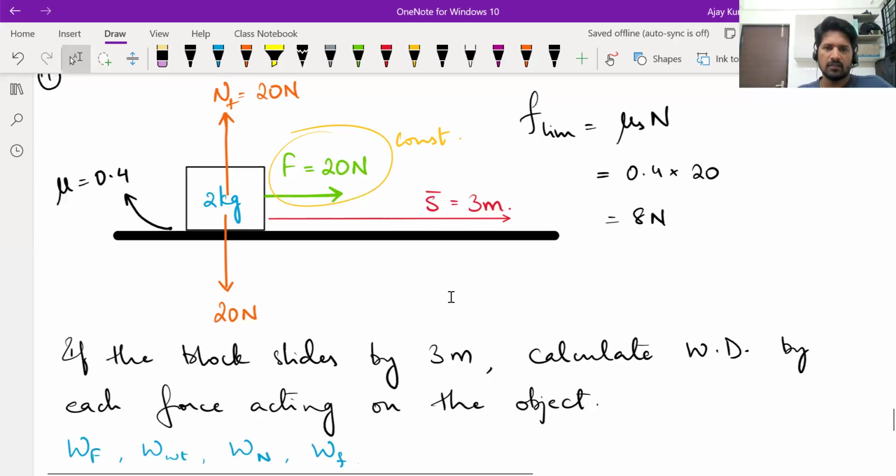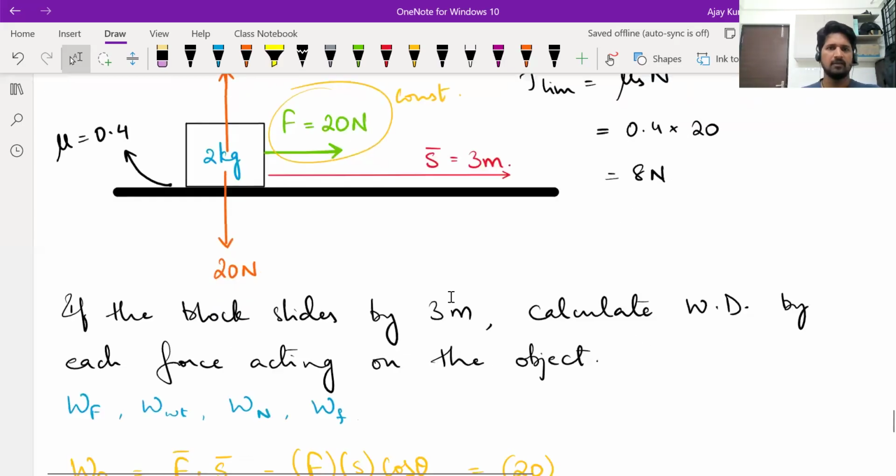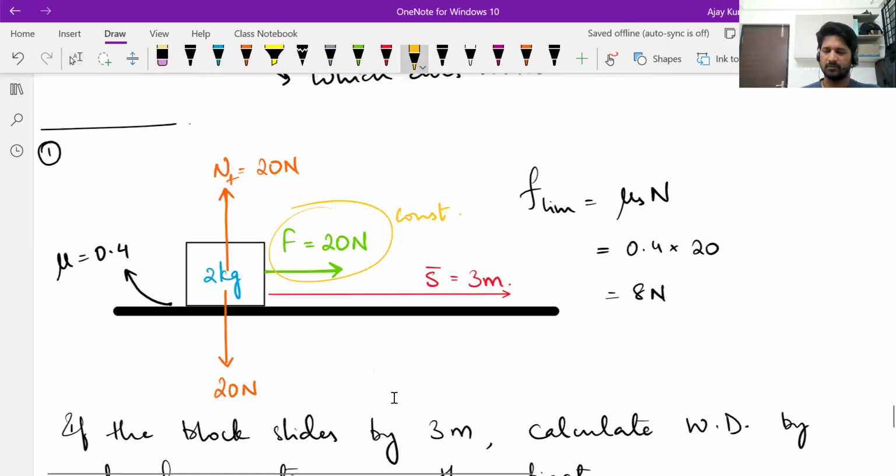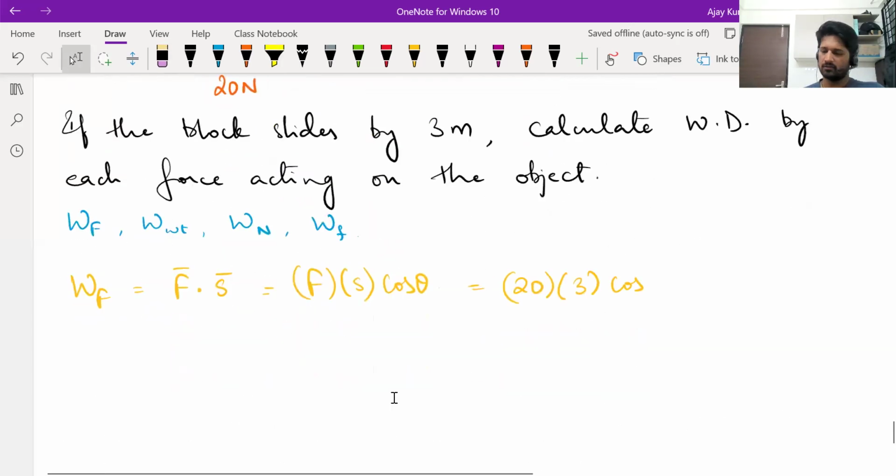If some particles undergo one displacement, some particles undergo another displacement, then the object will either get stretched or compressed. That is not happening here. Means every particle has moved in the same manner. So the displacement is 3 meters. Cos, what is the angle between the force and that displacement? Sir, 0 degree. They are both in the same direction. Cos 0 is 1. So the answer becomes 60.